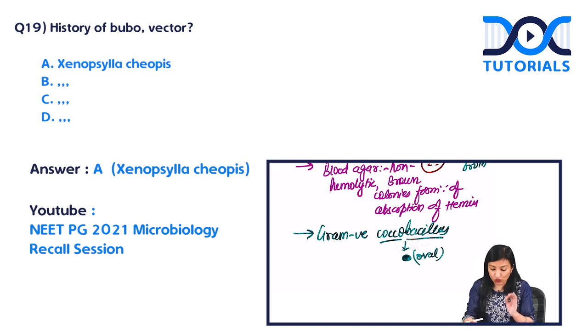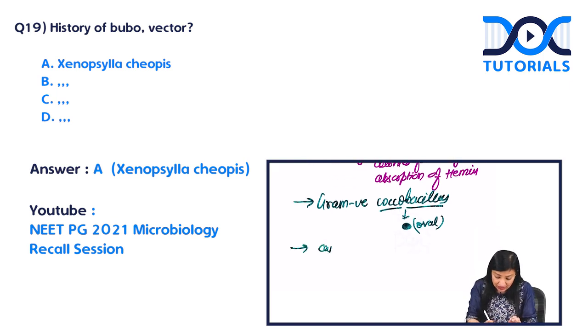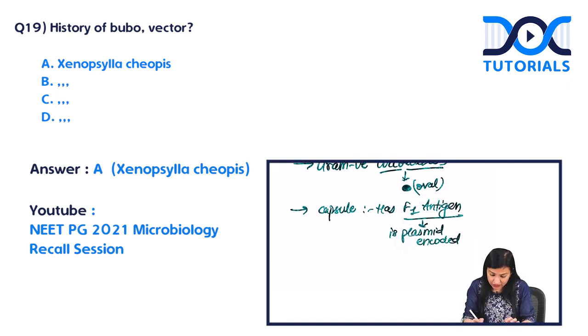So, gram negative cocobacillus. And remember, in general microbiology, during the discussion on capsule, I mentioned that the only two bacteria in the entire bacteriology which have protein capsules are Bacillus anthracis and Yersinia pestis. So it is a capsulated organism. The capsule has F1 antigen. This F1 antigen is plasmid encoded. The capsule is antiphagocytic.